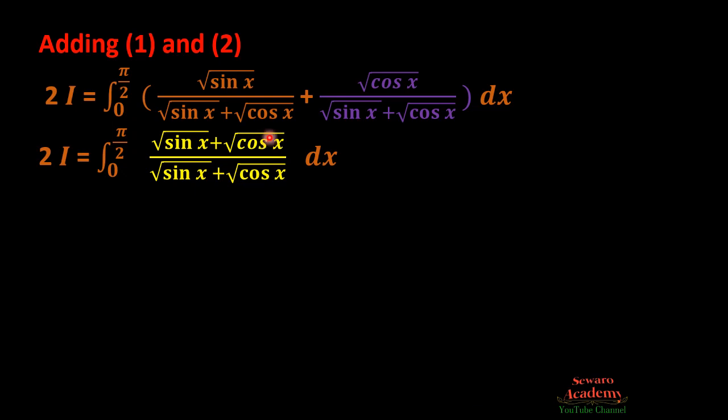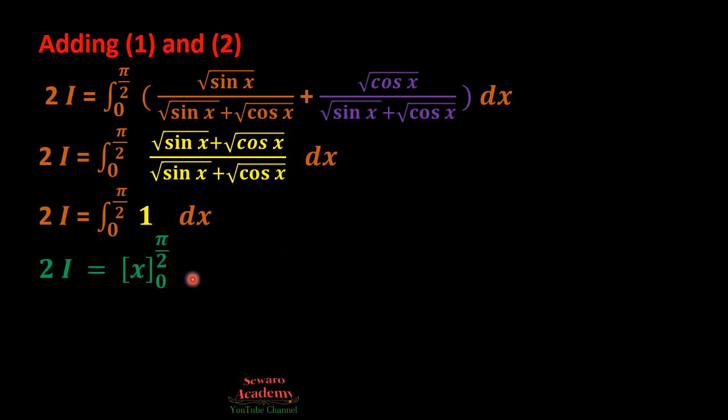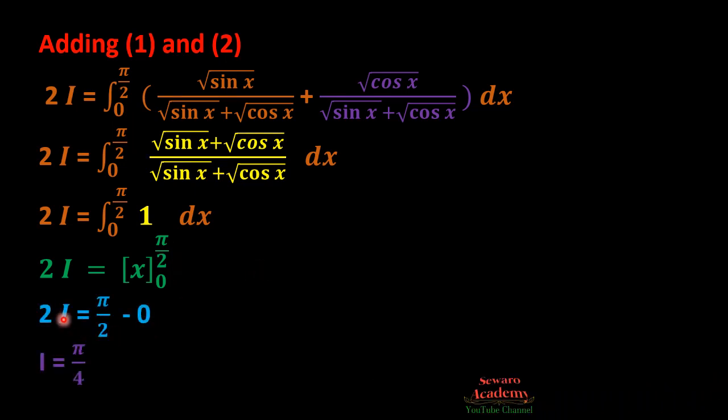So this both will get cancelled, and it will be integration from 0 to pi by 2 of 1 dx. As you know, the integration of dx is x, lower limit is 0, upper limit is pi by 2. Then we put the upper limit and lower limit. This 2 will go to the denominator and multiply with this 2. So 2 into 2 is 4, and this pi in the numerator. Then we get I equals pi by 4. So this is our value of integration.